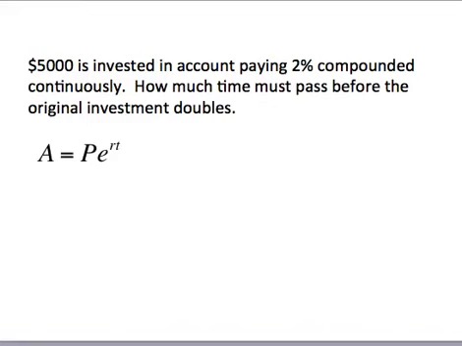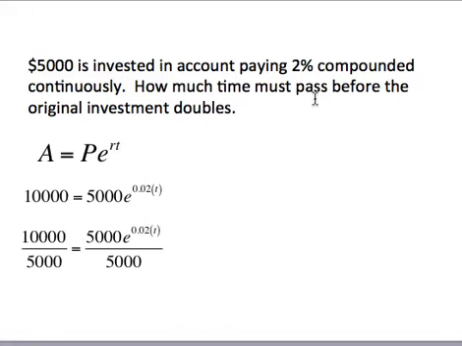Next up, we're going to ask how much time must pass before the original investment doubles. So our original investment is 5,000, and we're going to double it to get to 10,000. Or you could just think of it as P to 2P. Either way would work. I've got 5,000 to 10,000, and then when we divide both sides by 5,000, of course, we just have 2 equals e to the 0.02t.